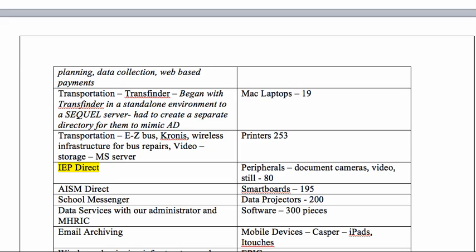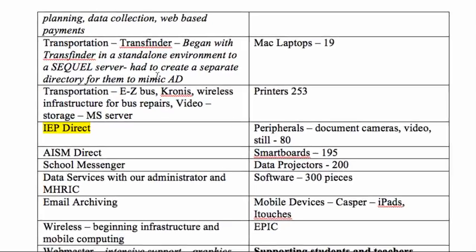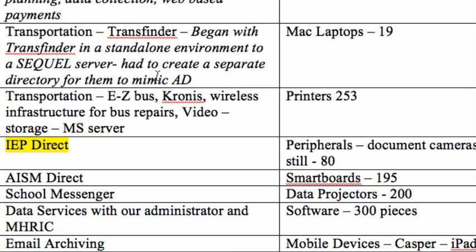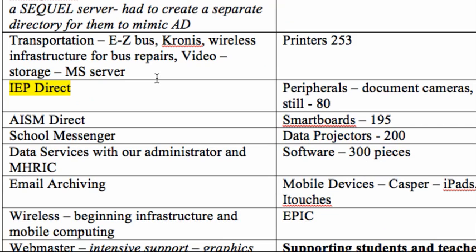Transportation has been a big change. We've always had TransFinder, EasyBus, and some of the programs that run transportation. But now they're moving to a different environment, and they've required a SQL Server environment, which we had to build and create a whole separate directory, which I'll talk about later. They do have the card scanning, the scanning for employees called Cronus, and there is a wireless infrastructure for bus repairs.